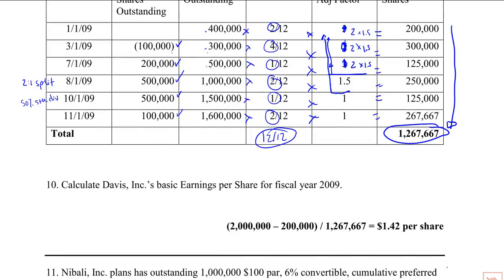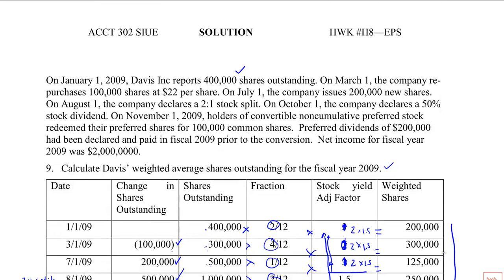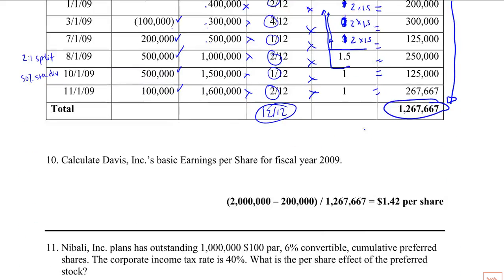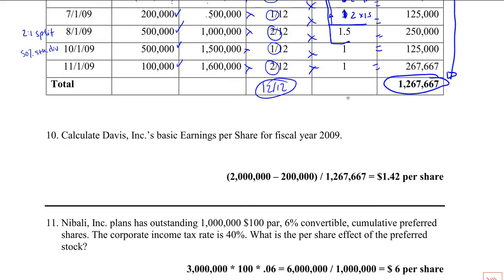Now, calculate the basic EPS. Net income, same as number 8, which was 2 million. And they just tell us before the conversion that 200,000 was paid out on preferred. So 2 million less 200,000, 1.8 million divided by the basic weighted average share, you get an EPS of $1.42.